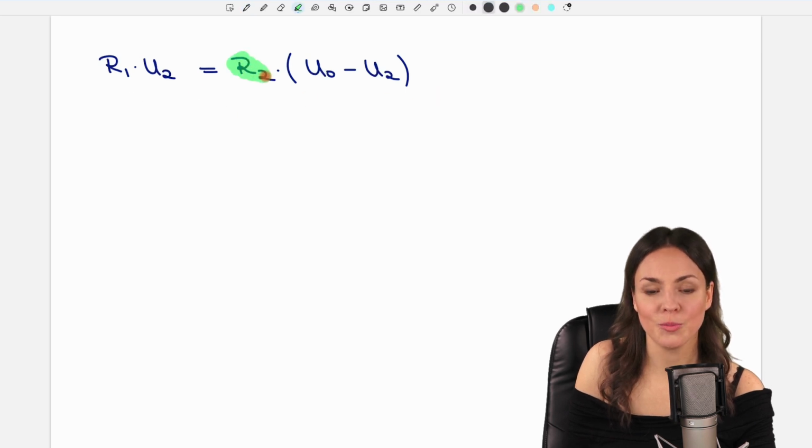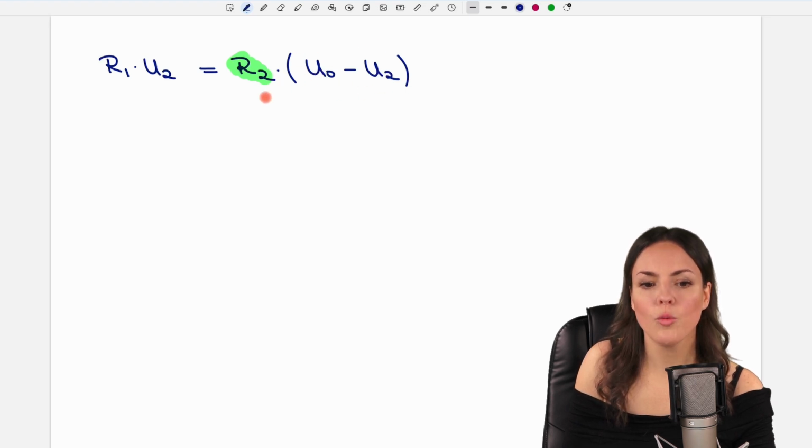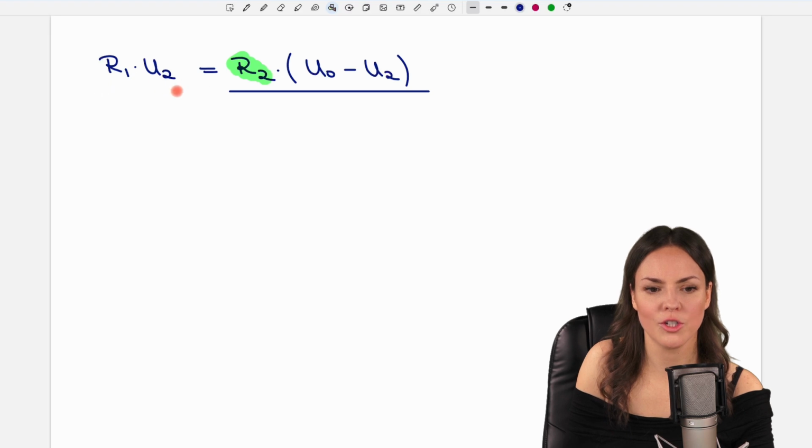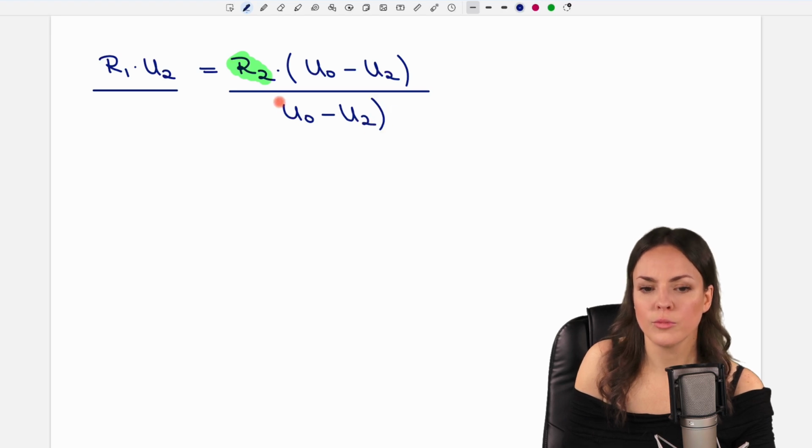Our R2 appears only once in the equation, which is great. But it is not alone on the right side yet. We have to get rid of these parentheses here. So we divide the equation by these parentheses, by this expression here. You can write it in parentheses if you want to. You don't have to. We just divide by this whole expression.